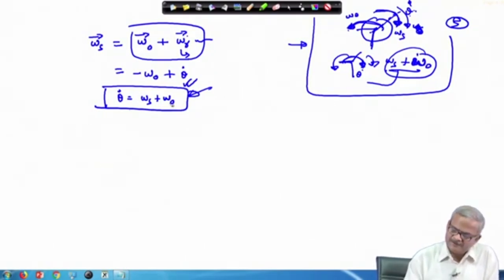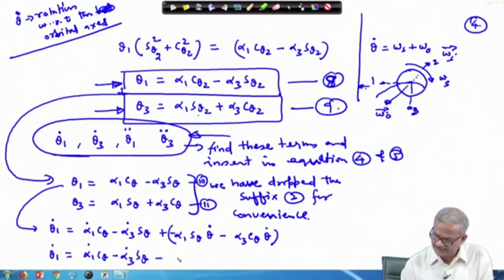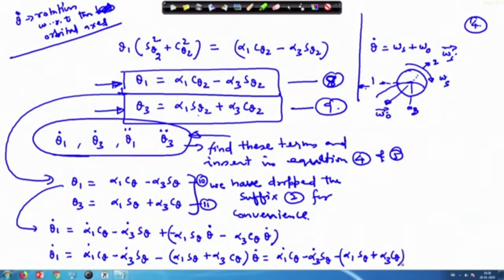Okay, so what we have got here is theta dot equal to omega s plus omega 0. Now, this is the theta dot term which is appearing in this place. So, we can write theta 1 dot equal to alpha 1 dot c theta minus alpha 3 dot s theta, and here this minus sign is there. So, we can take the minus sign outside: alpha 1 s theta plus alpha 3 c theta times theta dot. And theta dot is on this side, whatever value we have. So, we need to put it here, this is theta dot. Okay, so the same term.